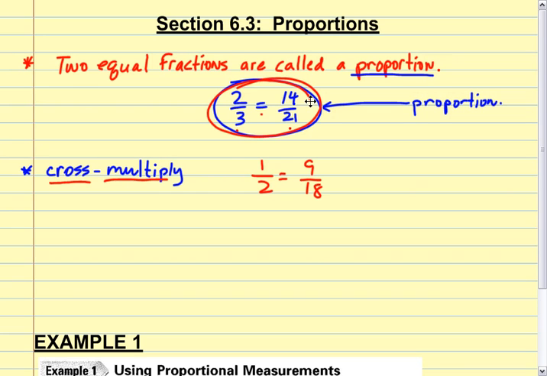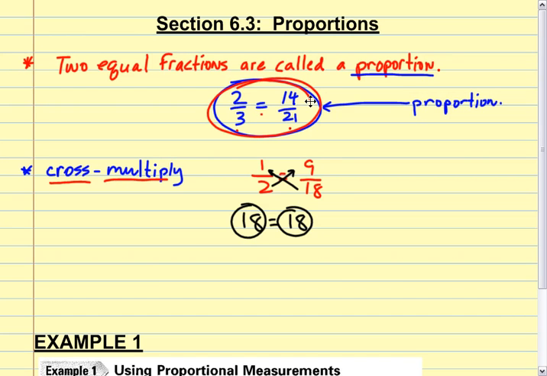Now, the neat thing about proportions is that if we cross multiply, Kate, can you tell me what is 2 times 9? 18. And Kate, what's 18 times 1? 18. Anytime we cross multiply a proportion, we get the same number. If one fraction equals another and we cross multiply, we get the same numbers.